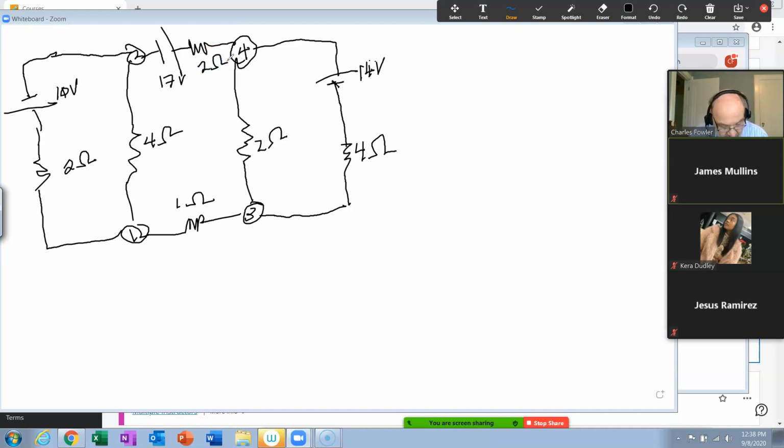Okay, should have a total of 6 resistors. 1, 2, 3, 4, 5, 6 resistors. 3 power supplies or batteries. Got them. And we've got 4 nodes. I think we're okay. Now, this is going to be harder to tell what's what because there's so many moving parts. So I guess junction law should be first.